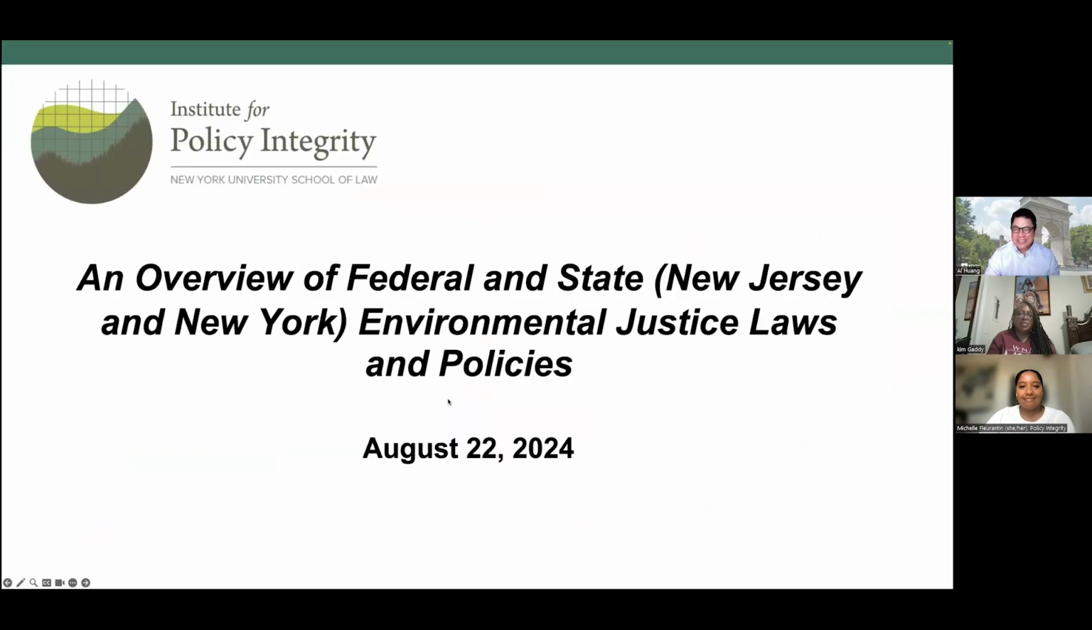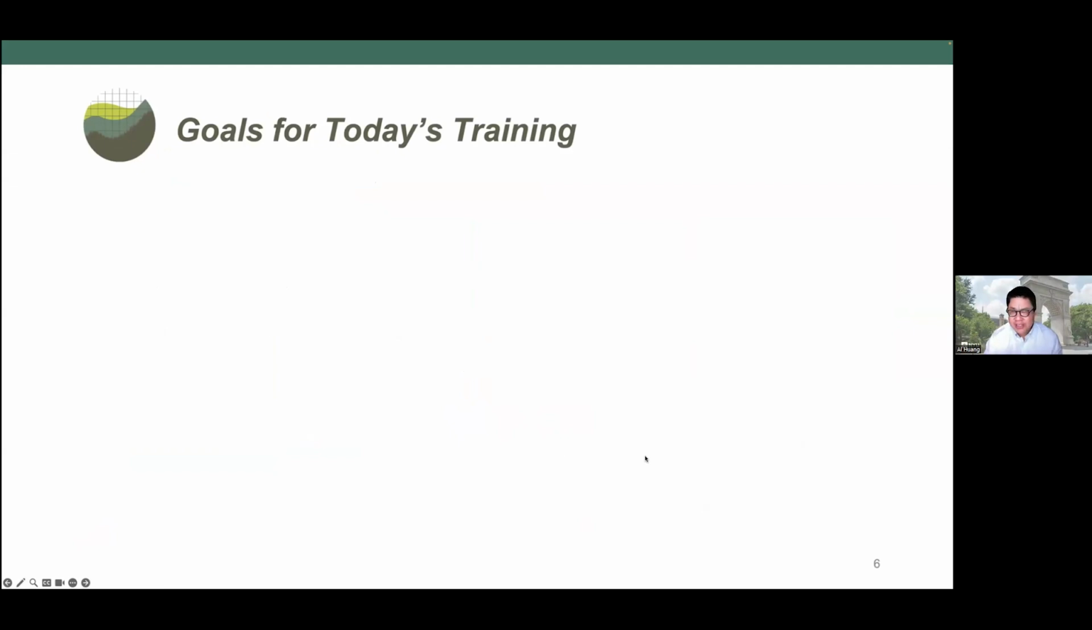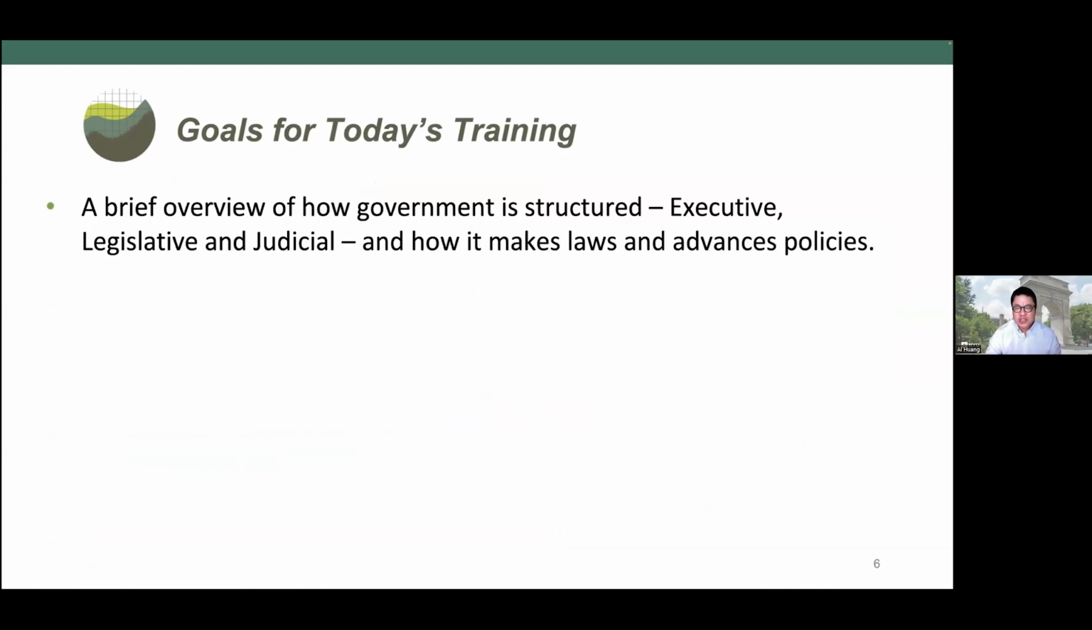So here we go. This is, again, the title slide you saw earlier, and let's get into it here. Today's training, here are our goals. One is to provide a brief overview of how government is structured, executive, legislative, judicial, and how it makes laws and advances policy. So it'll be a little bit of a civics lesson on how government works, but it's important to understand that to explain where the laws and policies around environmental justice are and where they come from.